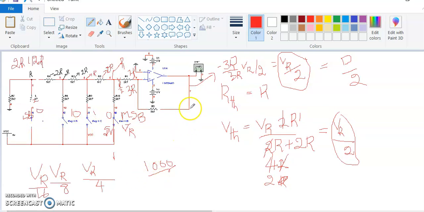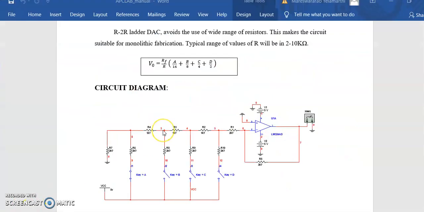The commonly used voltage expression for this one is V naught equals RF, feedback resistance, by input resistance into A by 16, B by 8, C by 4 and D by 2. Suppose the D value is 1 and the remaining are all zeros, then you get RF by R into D by 2, that is D, nothing but a reference voltage. D value is 1 by 2. Like that we are going to find the output voltages.